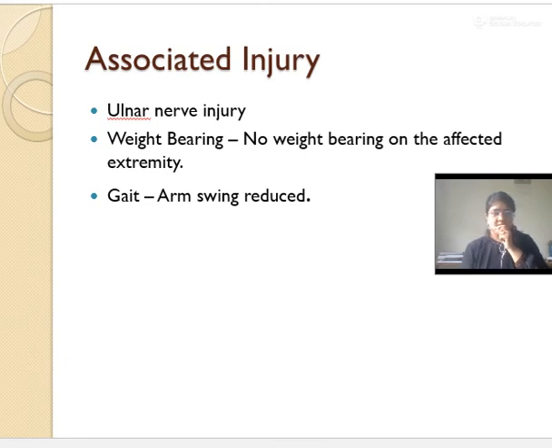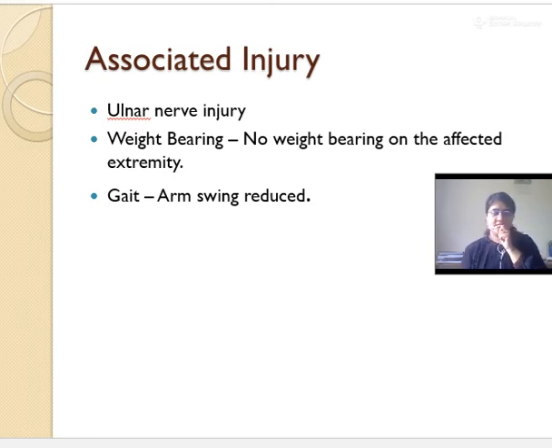Now coming on to the associated injuries. The associated injury mentioned here is ulnar nerve injury. The ulnar nerve passes just beneath the olecranon process, so it has the highest chance to be injured or compressed, and that has to be examined by doing the upper limb tension testing. And if the patient is complaining of tingling in the forearm or in the wrist, then also the ulnar nerve has to be examined during the assessment of the olecranon fracture patient.